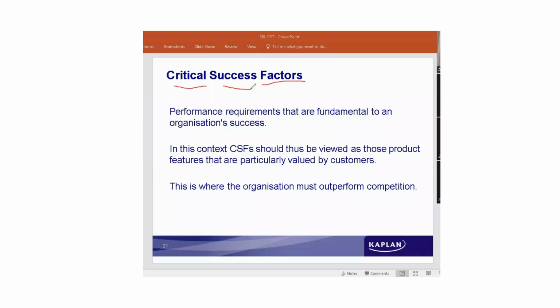In this example, for a student, we are identifying multiple CSFs. For a business also, there are many CSFs. Critical success factors are factors which are very important, which can assure them success. They are performance requirements that are fundamental to an organization's success. In this context, CSFs should be viewed as those product features that are particularly valued by customers. This is where the organization must outperform competition. They have to use these factors in such a manner that they outperform their competitors. Then they can have an advantage.